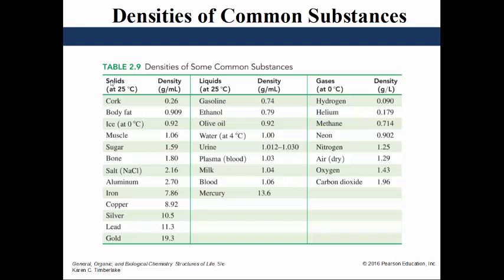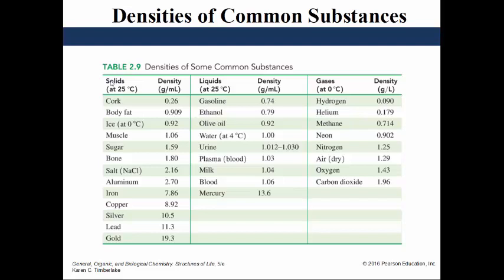For liquids, gasoline is 0.74, so that would float on water. Ethanol, or ethyl alcohol, would float, 0.79. Anything from this point on in the column and down would sink. Urine is just slightly heavier, or slightly more dense than water, so that would sink. Plasma, what comes from blood, milk, blood, and mercury are all much denser than water, so they would sink.